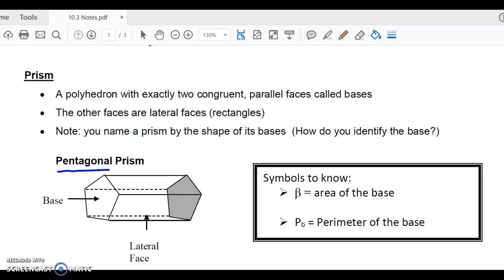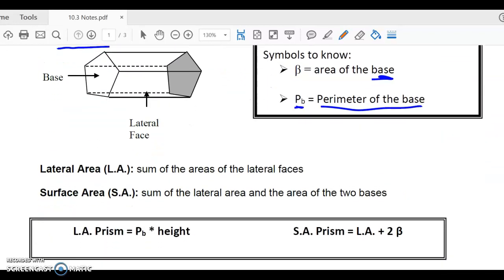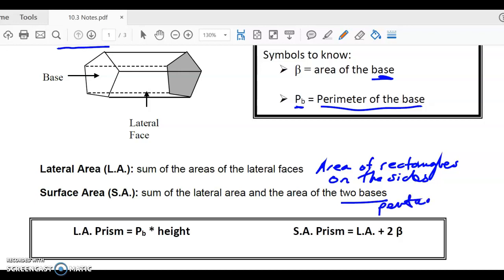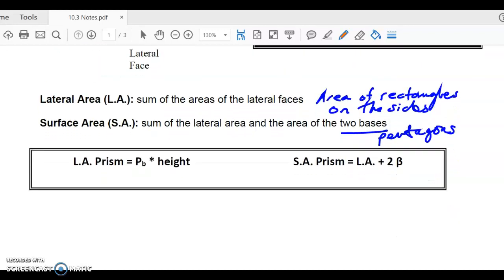Symbols to know: big B is going to mean area of the base, and P is going to equal perimeter of the base. The lateral area is going to be the sum of the areas of the lateral faces. Basically, the area of the rectangles on the sides. And the surface area is going to be the sum of the lateral area and the area of the two bases, which are pentagons in the example above. So below is a summary of the formulas that I just mentioned.